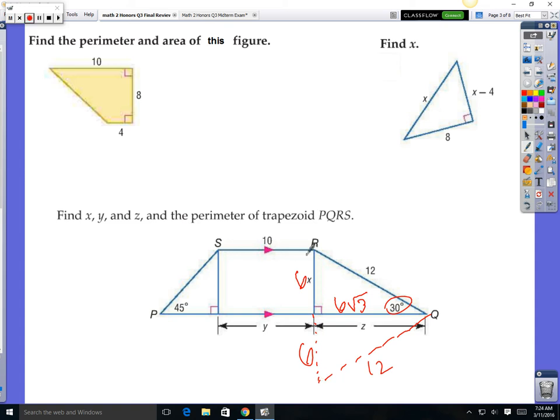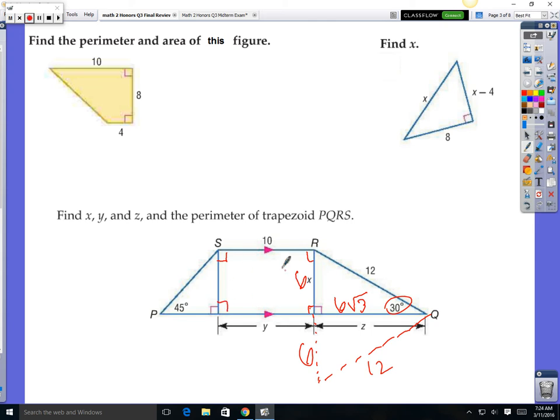Okay, now we're in business. This is parallel. So if this guy's 90, this guy's 90. And if this is 90, this is 90, because those are alternate interior angles. And if this is 90, this is 90, because those are consecutive interior. They got to add to be 180. 90, 90 is 180. So you have a rectangle.